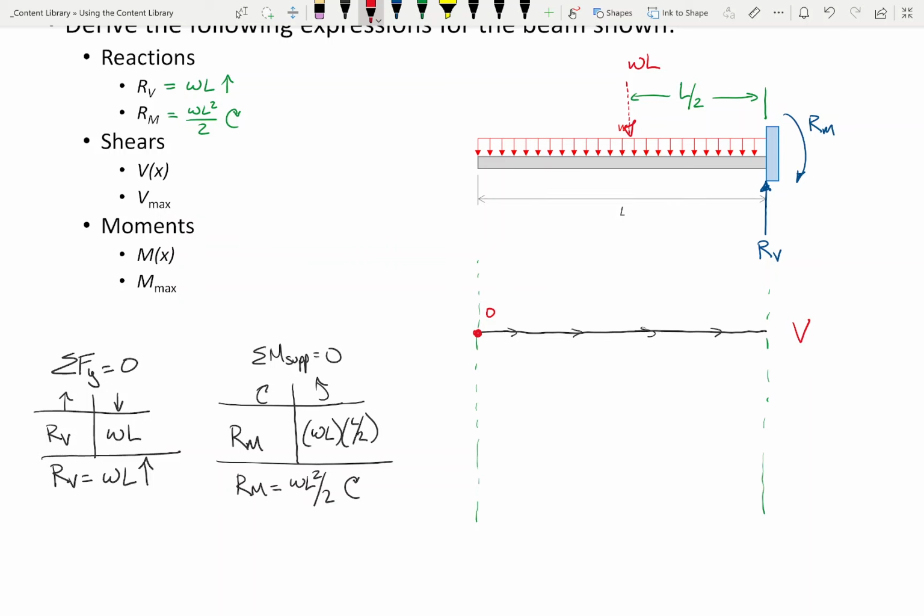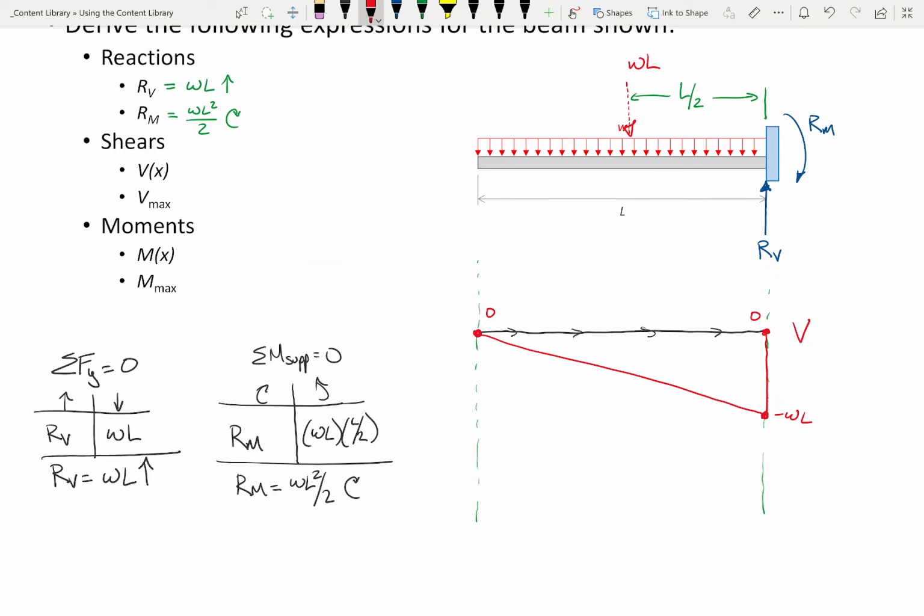What happens from here to here? You had that the wL load, like the whole thing. So what do I do with that? No. It's a diagonal line. So it's a line like that, and I go down to wL, right? So I go down to minus wL, and then I've got that reaction, which brings me back to 0, right?